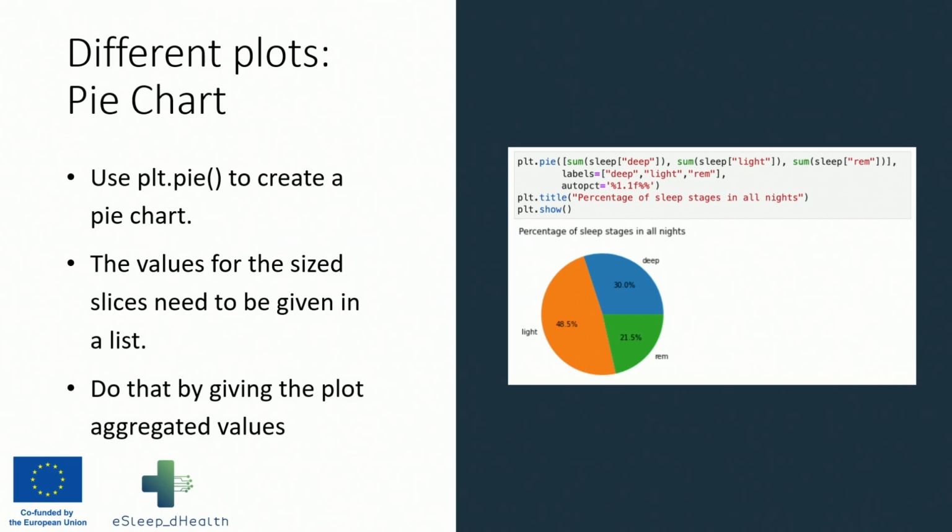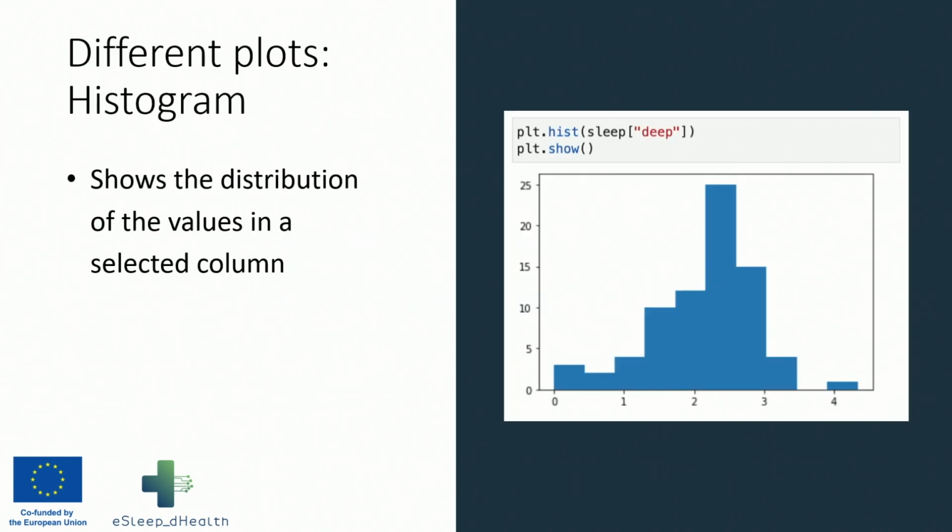Then we can do a pie chart. Okay, so the values for the size of the slices need to be given in a list. So here we can also use the aggregation function. Then we can create a histogram. This shows the distribution of the values within a variable, or here in a selected column. Here we see the distribution of deep sleep. So here we just type plt.hist, open the bracket, and then put in the column that we want to visualize.